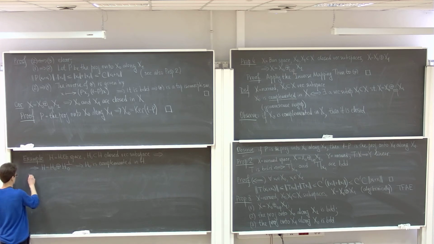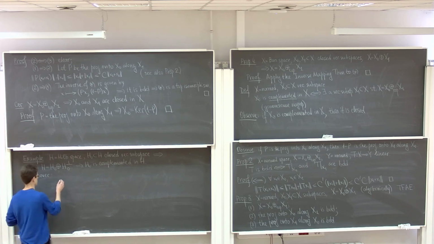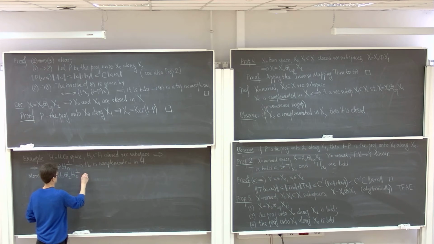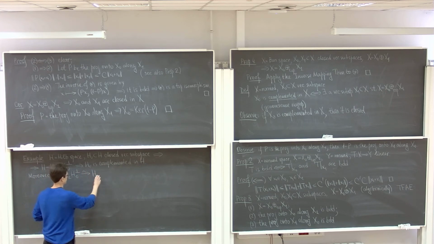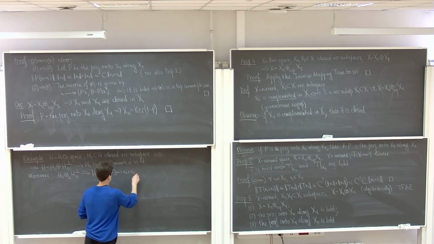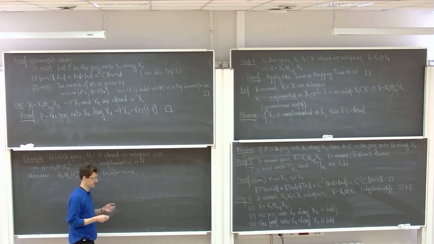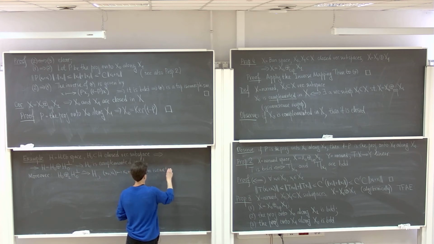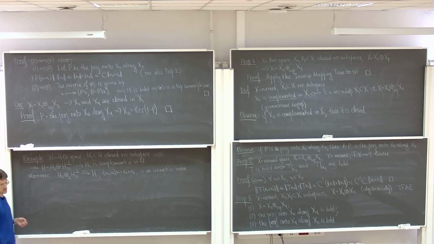And moreover, the norm on H is exactly the L2 norm, L2 direct sum. If you take the L2 direct sum of H0 and H0 orthogonal, then the respective map is not just a topological, but is in fact an isometric isomorphism by the Pythagorean theorem. So all closed vector subspaces of a Hilbert space are complemented.